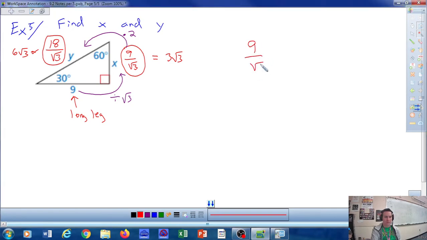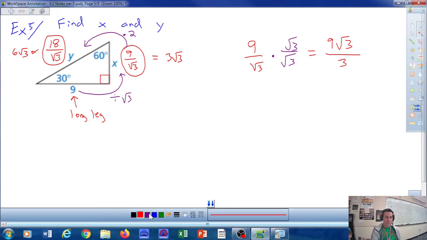So 9 divided by radical 3. In order to rationalize that, you multiply by radical 3 over radical 3. That's our little trick called rationalizing. We're moving the radical from the bottom to the top. When we do that, we get 9 times the square root of 3 on the top. And on the bottom, when you do square root of 3 times square root of 3, it's actually just 3 because the square roots cancel out.